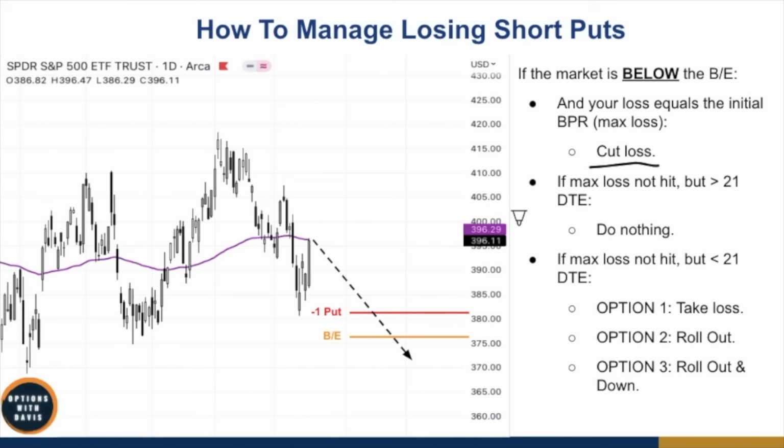Now, if the max loss has not been hit and there's still more than 21 days to expiration, again, there's nothing to do, because there is always a chance for the trade to come up. So you just need to give it time, give it room for it to work out. Now, if the max loss has not been hit, but there's less than 21 days to expiration, then there are three options to take. Either you can take loss, you can roll it out, or you can roll out and down.